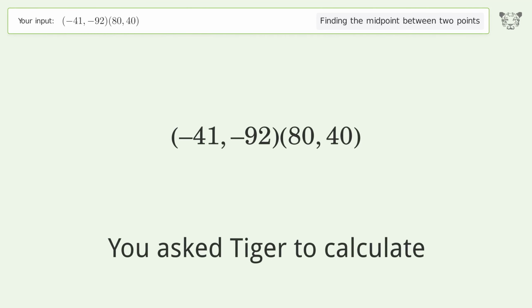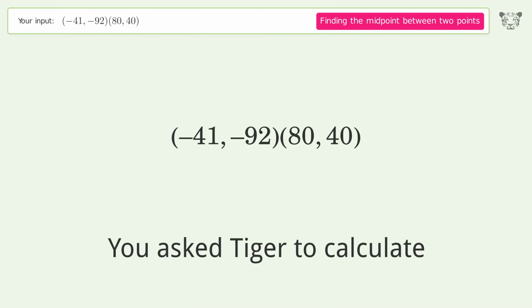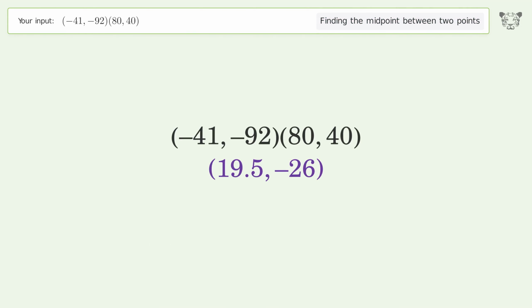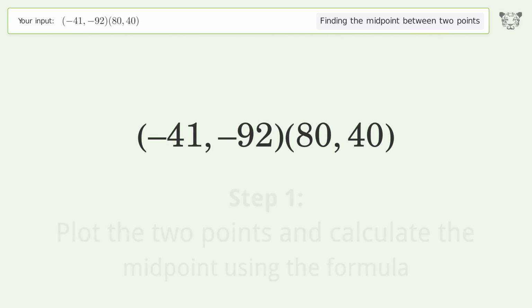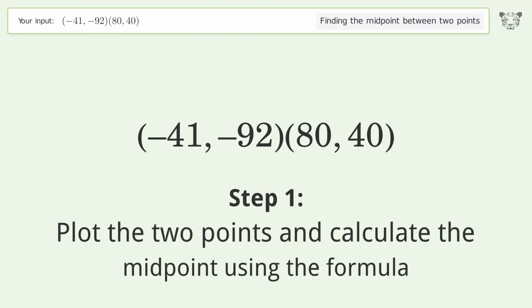You ask Tiger to calculate. This deals with finding the midpoint between 2 points. The midpoint between the 2 points is 19.5, -26. Let's solve it step by step. Plot the 2 points and calculate the midpoint using the formula.